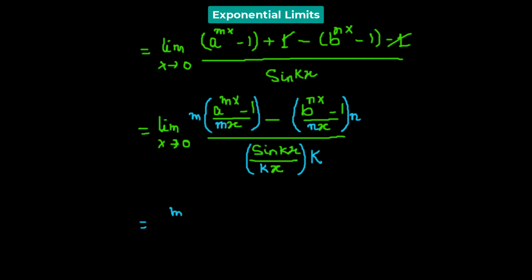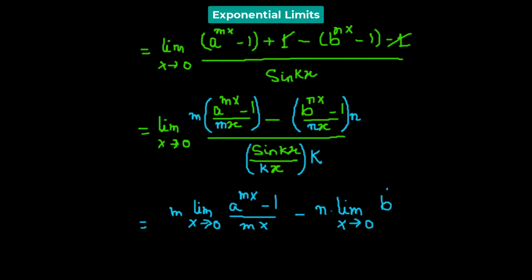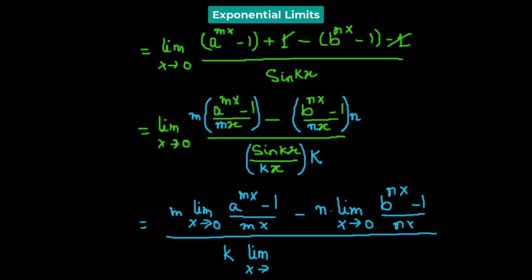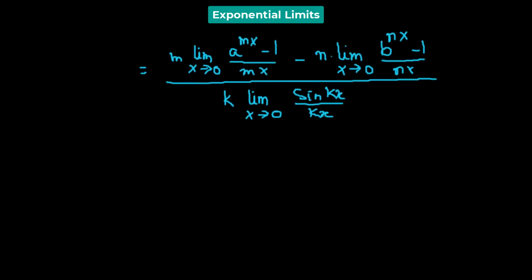So we have m multiplied to limit x approaches 0, a raised to the power of mx minus 1 divided by mx, minus n times, m and n being constants here, so we've taken them out of the limit, x approaching 0, b raised to the power of nx minus 1 divided by nx, whole divided by k times limit x approaching 0 sine kx over kx. Now we will use the standard definition.